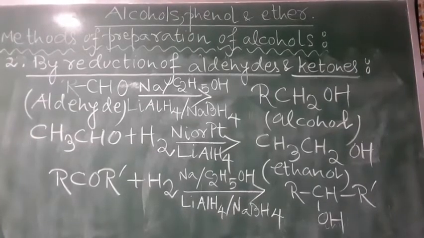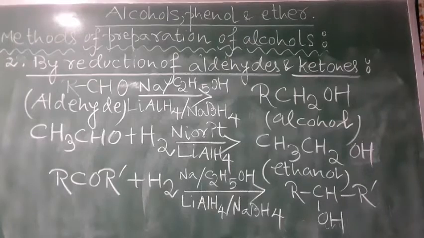Well children, this is a new method of preparation of alcohol by reduction of aldehydes and ketones. You can see the general formula of aldehyde, RCHO. CHO, you know, is the functional group of aldehyde. When it is treated with sodium dissolved in ethyl alcohol, or lithium aluminium hydride, or sodium borohydride, then aldehyde is reduced to form primary alcohol. In the next reaction I have taken acetaldehyde, IUPAC name ethanal, treated with hydrogen in presence of lithium aluminium hydride, forming ethanol.